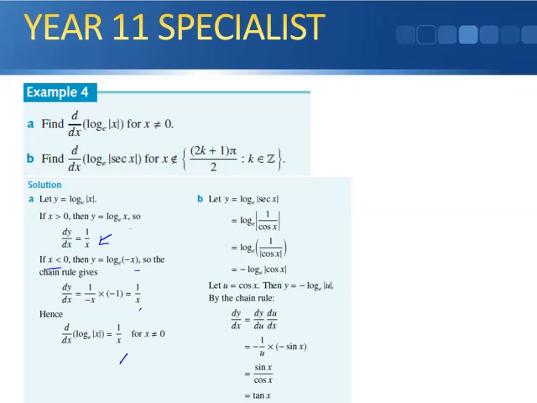Part B, d dx of log e mod of sec x. Well, sec x is just 1 divided by cos x. So we're going to differentiate mod of 1 divided by cos x, which becomes negative log e of cos x. Alright, then let u equal cos x. We get y equals negative log e of u. Again, you don't need to use these rules. So derivative of that one becomes negative 1 on u. Derivative of cos becomes negative sine x. 2 negatives become a positive sine x, but u is cos x. Sine x divided by cos x, which is tan x.